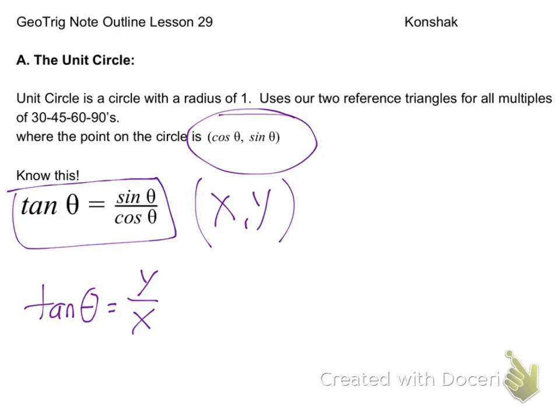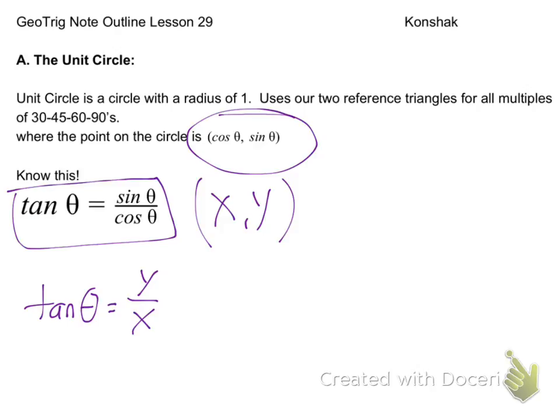You can have tangent. So it's going to allow us to say, hey, what's the tangent of 135 degrees? You'll be able to go to your unit circle, go to 135 degrees, look at the x and the y, divide them, and you have an answer. It makes it a little bit faster, or maybe a little bit easier, than trying to use the reference triangles themselves.